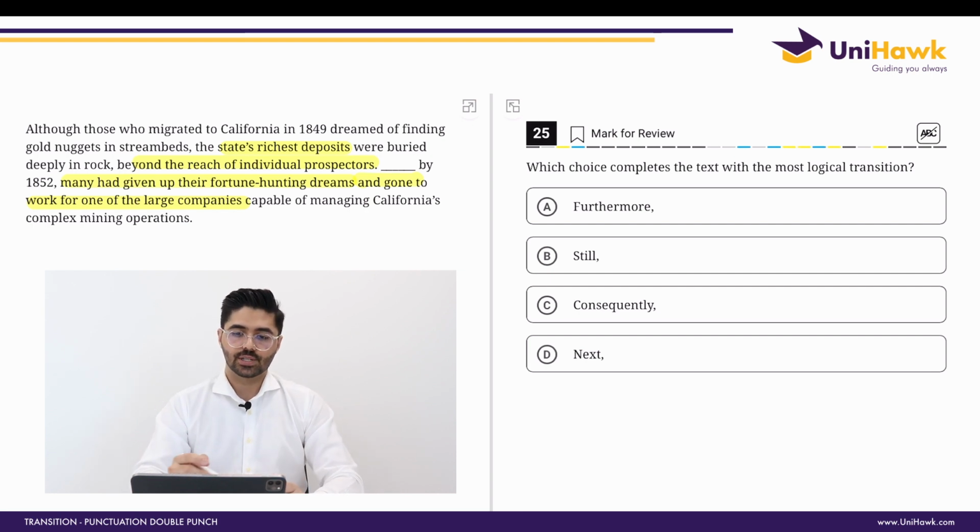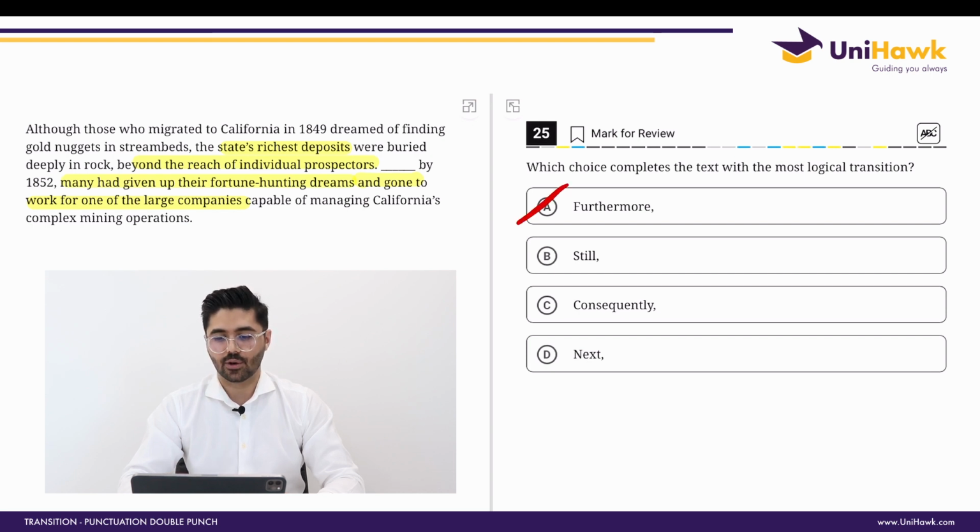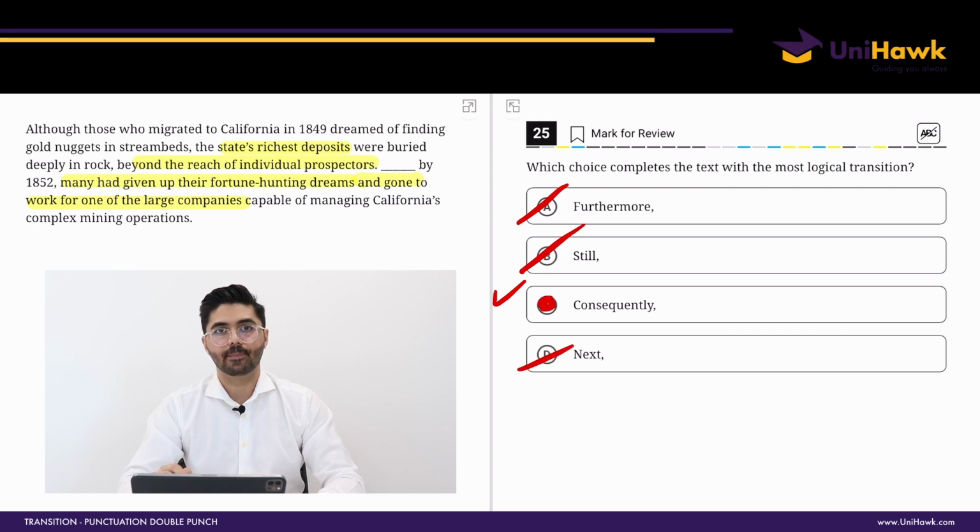Look at the answer choices and see which word is establishing that causal relationship. Is furthermore one of them? No, it's not. Still, no. Consequently, yes. Next, no. So the correct answer is C.